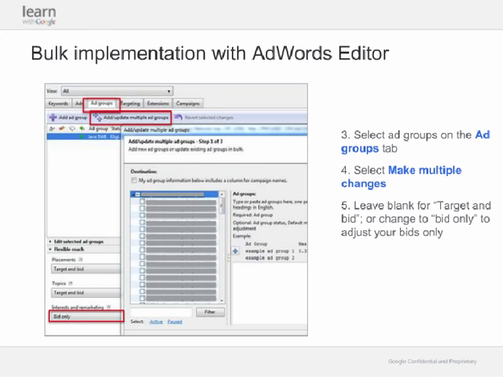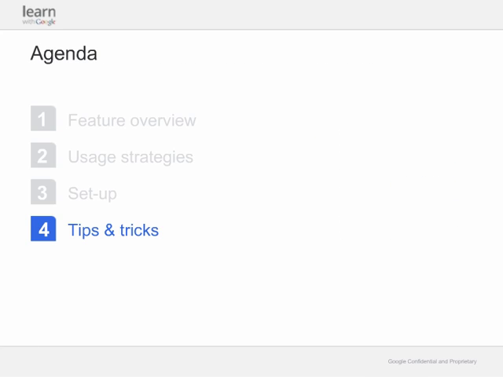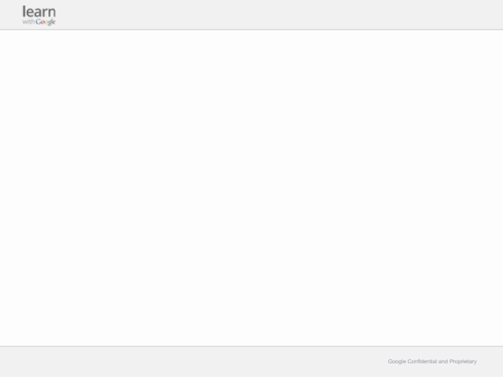And so finally, tips and tricks. Let's go over some do's and don'ts for implementation of RLSA, based on what we've seen over the last few months since the product's been launched. First, as I mentioned earlier, we'd suggest trying RLSA with your largest remarketing lists first. This is generally your all-site visitors list.